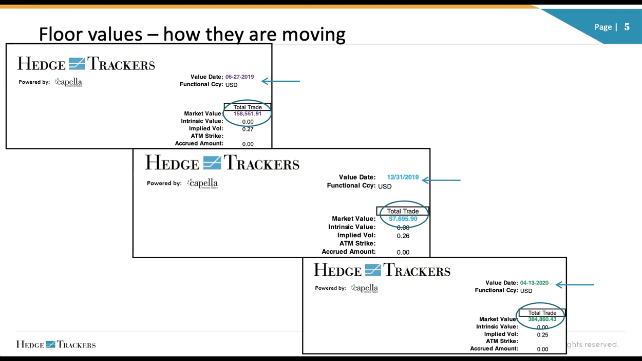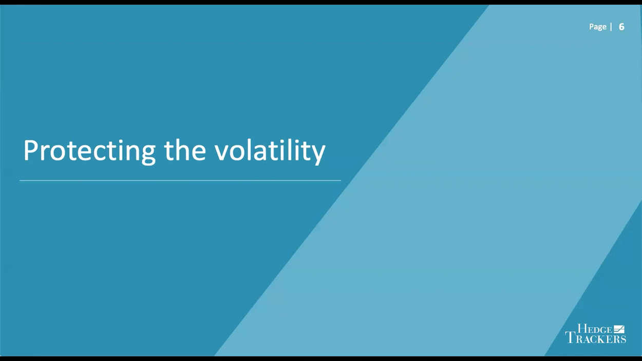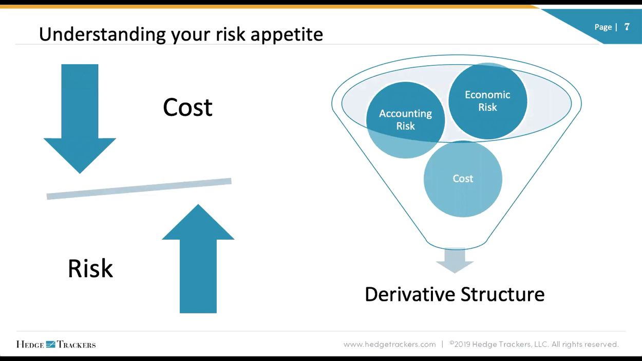Okay, so if we go to the next slide where you're talking about protecting volatility. Yes, exactly. So if you move on to the next one, when you hedge, you always need to start with understanding the corporate risk appetite. No matter if you're hedging your interest rate risk, foreign exchange risk, commodity risk, or really any risk, as the costs of the protection go down, the risks go up.